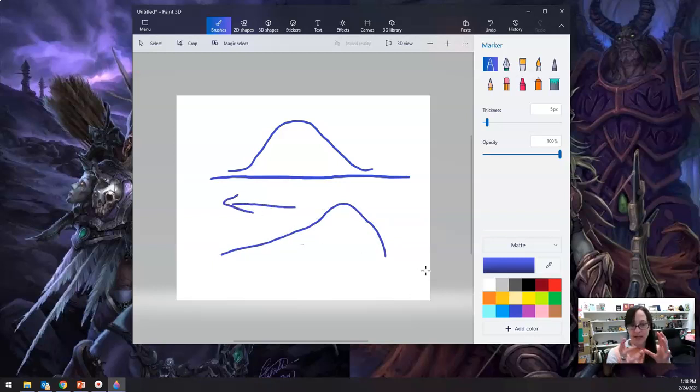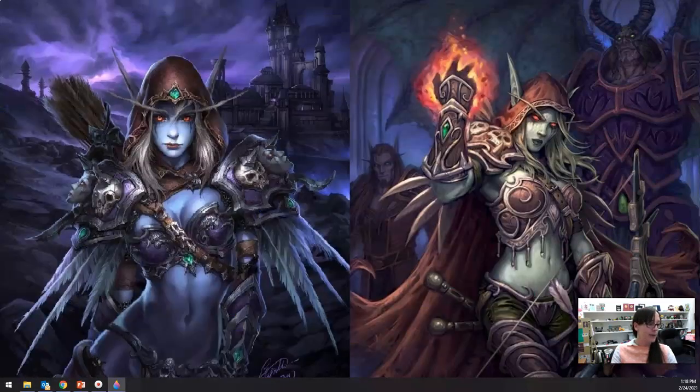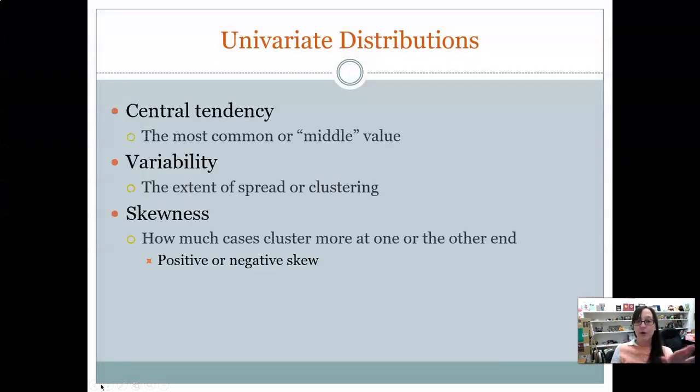People often get this confused. Students get this confused where, wherever the majority of the cases are, where the bump is, they'll think that's a positive skew, but it's not. It's where the tail is. The direction the tail is being pulled tells you whether it's a positive or negative skew. Okay, so let's go back to our PowerPoint here. So that's skewness.